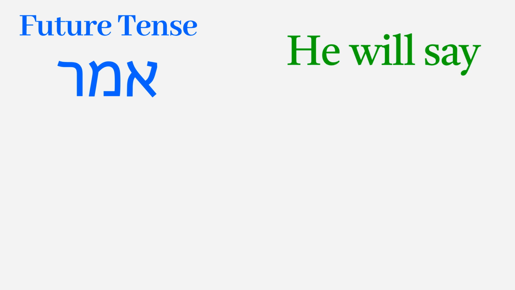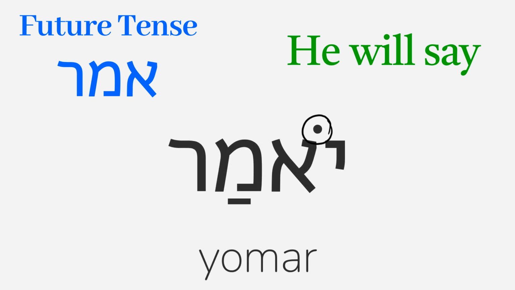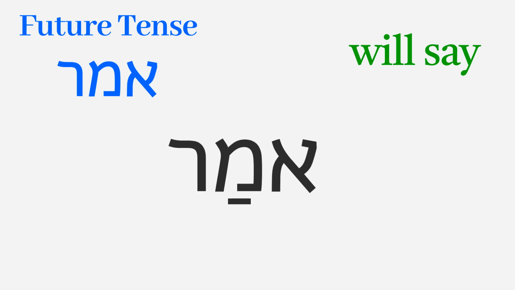Some roots beginning with aleph have a more irregular form of the future tense, such as the root aleph mem resh, which has a meaning of saying. He will say, for example, is yomar, which has a cholam as the vowel on the prefix, no vowel on the first root letter aleph, and a patach as the vowel on the second root letter. With these kinds of roots beginning with aleph, when we add the aleph with cholam prefix, that aleph prefix and the aleph of the root merge together into just one aleph. So I will say is omar.